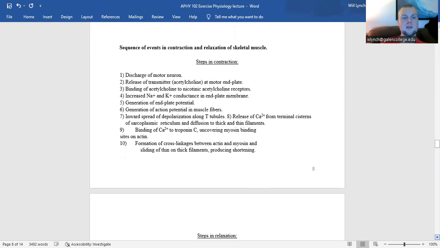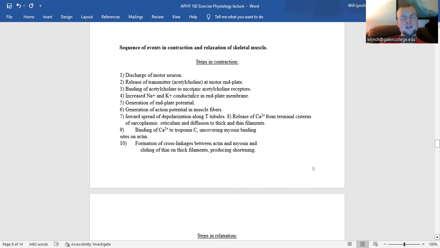So here's our sequence of events. First, we have to have electrical signal change. So we have a discharge at the motor neuron. At the motor neuron, we will release acetylcholine as the neurotransmitter. It will move across the synaptic cleft and bind to the nicotinic acetylcholine receptors on the muscle surface.